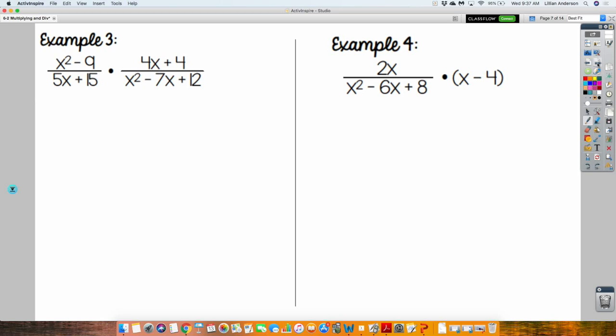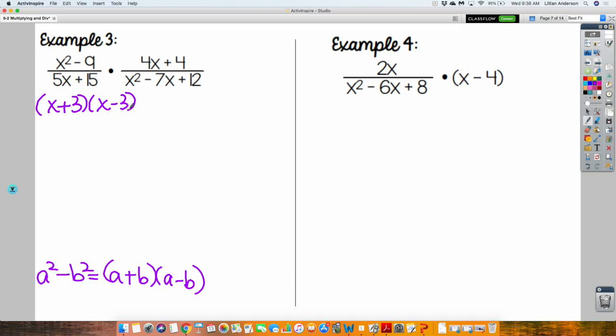Again, simplify first before you start multiplying. At the top, is there a GCF? But this is one of those special factoring things I talked about on Monday. They are both perfect squares. So just to recap, perfect squares, this is how they factor. What's going to represent A? X. What's going to represent B? 3, because you take the square root of each one. So the top factors down to be x plus 3, x minus 3.